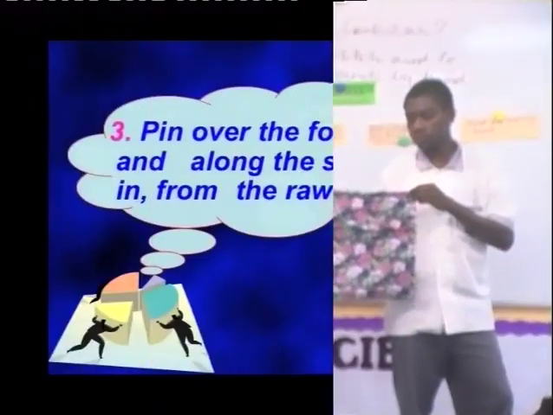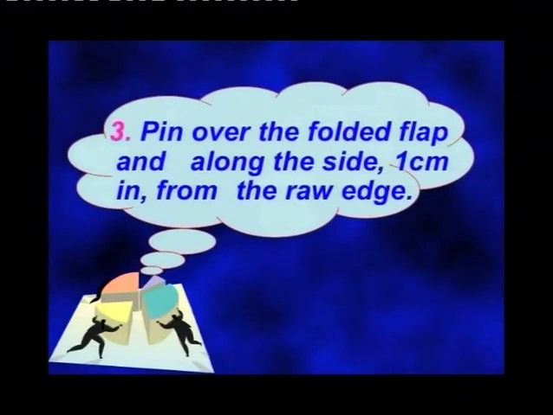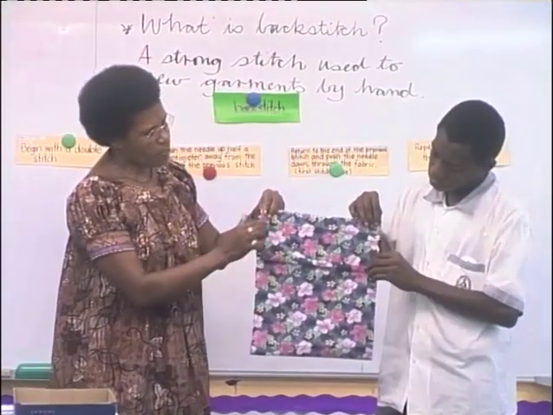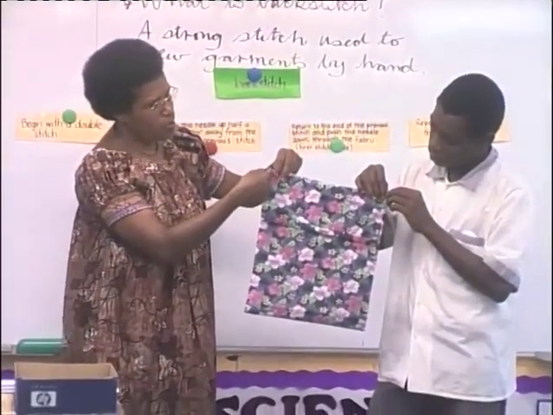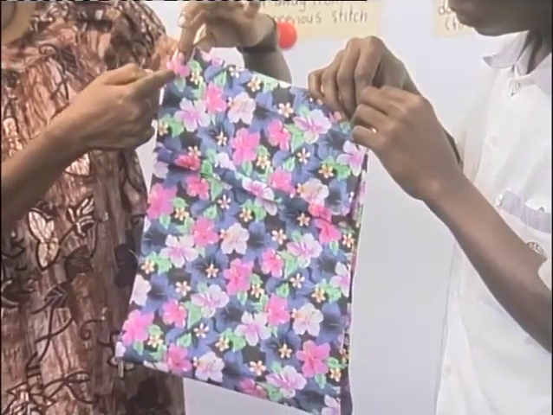Can I have all of us read again? Step 3. Pin over the folded flap and along the side, 1 centimeter in from the raw edge. When you get your pins, that's the flap we have folded over. So what you do, you are going to pin over this flap.